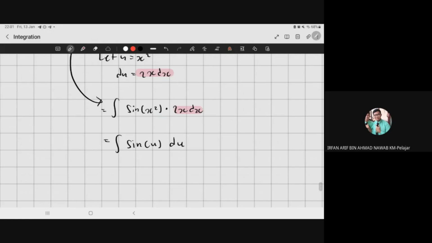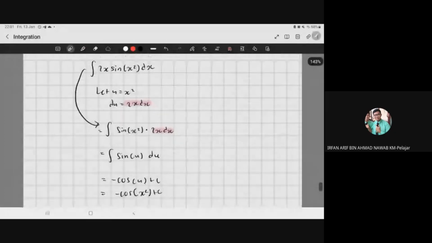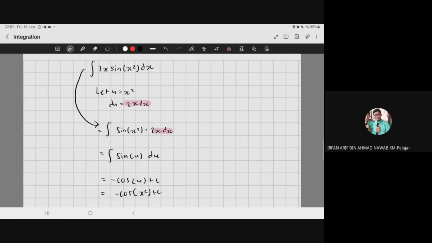And then you will get negative cosine of u plus c, and then you get negative cos x squared plus c. Okay, like that. I can't substitute 2x. If I choose 2x as my substitution, when I differentiate, I get 2. Where do I put my 2?